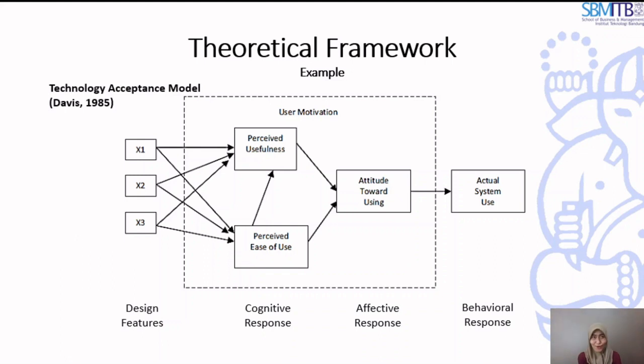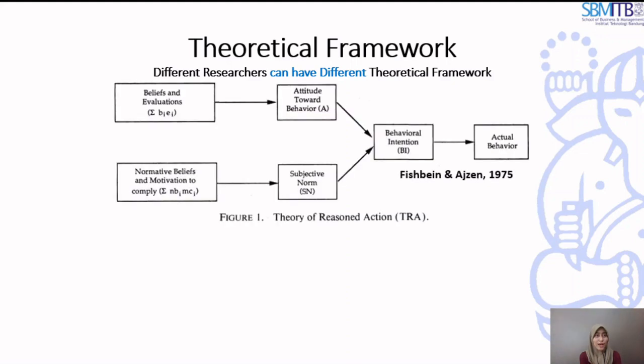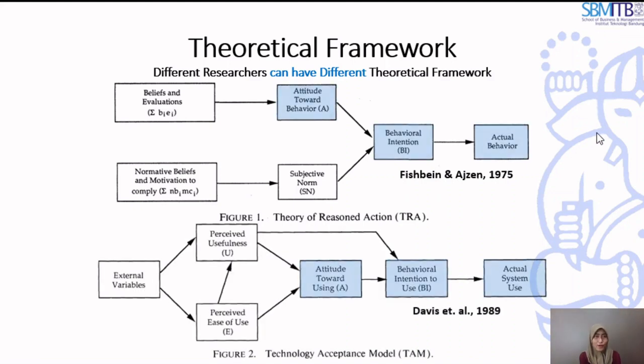Now that you get the idea of what theoretical framework is, there is an interesting thing in positivist research that you might also need to know regarding the theoretical framework. Different researchers may have similar and yet different theoretical frameworks. For example, in 1975, Fishbein and Ajzen developed a theoretical framework called the theory of reasoned action. Using a similar and yet different way of thinking, Davis redeveloped his model of TAM in 1989, as you can see here in the illustration. The blue shows the similarity and the yellow shows the difference between the two theoretical frameworks.